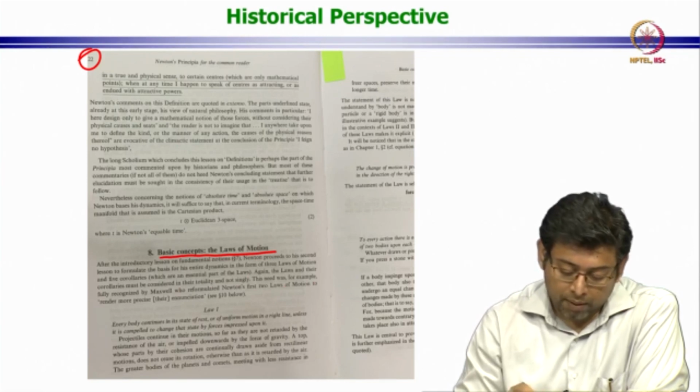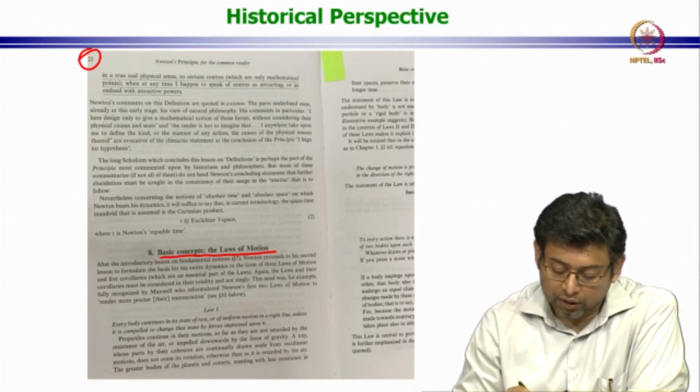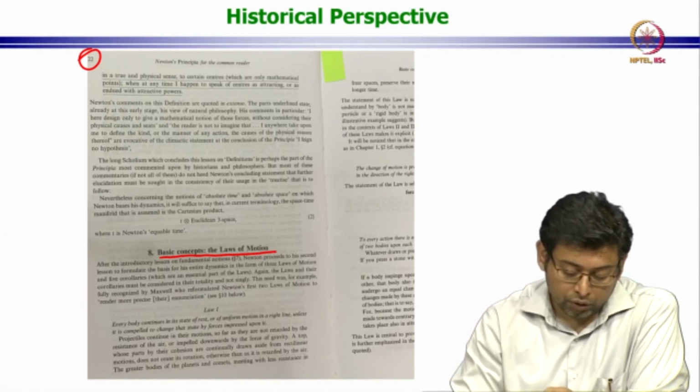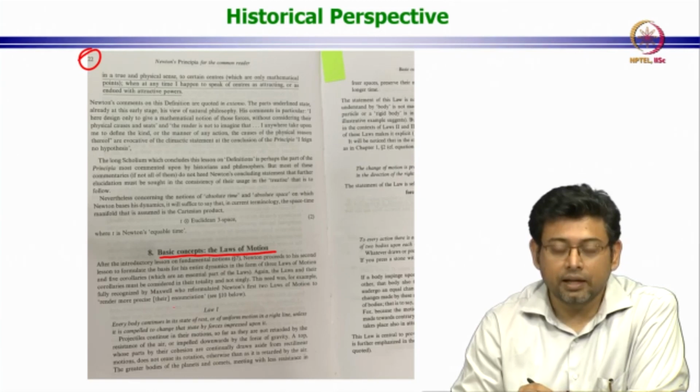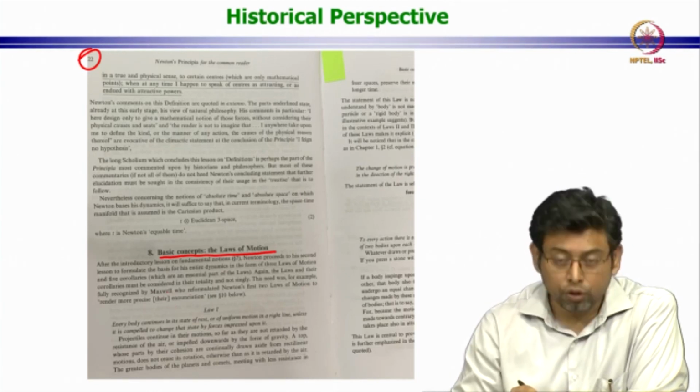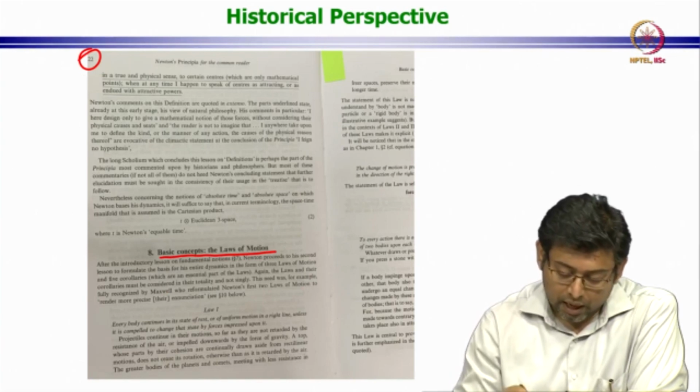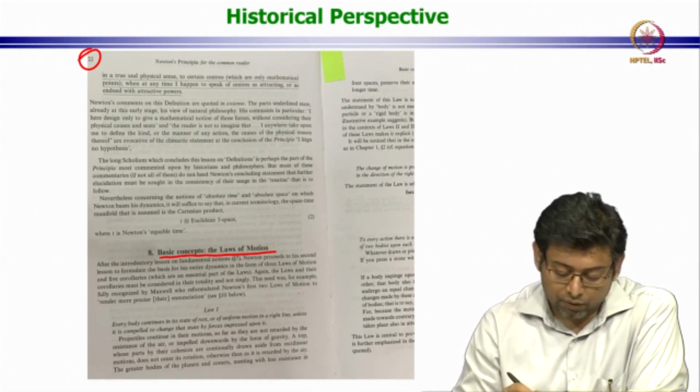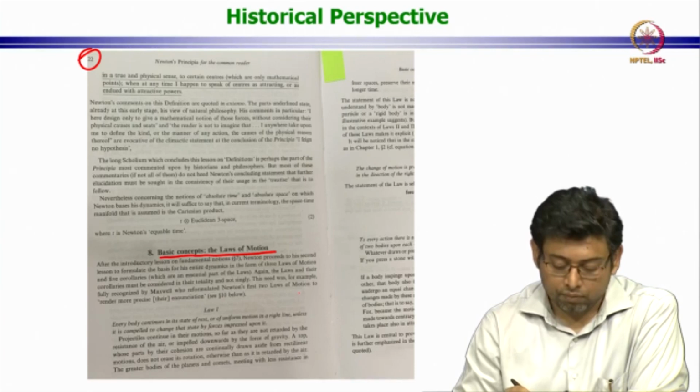This need was, for example, fully recognized by Maxwell, who reformulated Newton's first 2 laws of motion to render more precise their enunciation. In fact, Maxwell wrote a very famous book called Matter and Motion, if I'm not mistaken, and that clarifies a lot of things about mechanics.